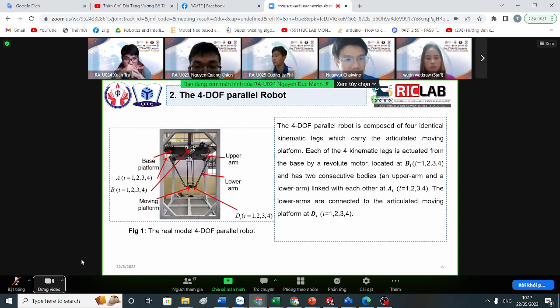Next, the Delta parallel robot. The Delta parallel robot is composed of 4 identical kinematic chains which carry the articulated moving platform. Each of the 4 kinematic chains is connected to the base by a revolute motor. As shown in the figure, the Delta parallel robot has two consecutive bodies, upper arm and lower arm, connected with each other.